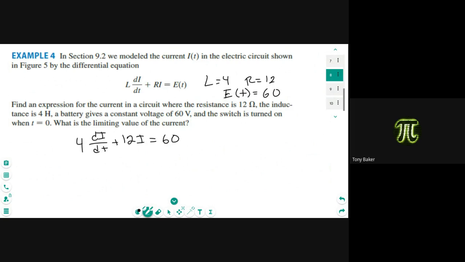He said we can divide everything by 4. So we can divide everything by 4 in this case, which will help me get rid of that 4 there. So I have di over dt plus 3i equals 15. Now we can do 15 dt equals 3i plus di. So let's move the 3i over the other side. So this way we can get the di over dt by itself.